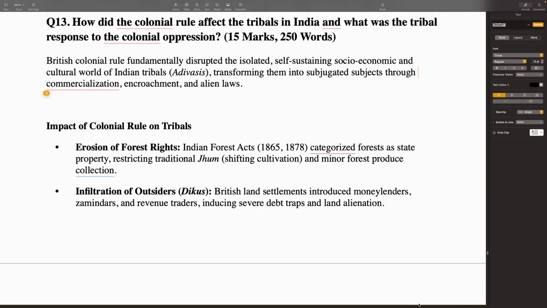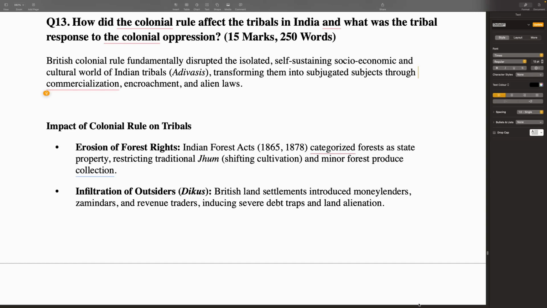How did the colonial rule affect the tribals in India, and what was the tribal response to the colonial oppression? British colonial rule fundamentally disrupted the isolated, self-sustaining socio-economic and cultural world of Indian tribals, Adivasis, transforming them into subjugated subjects through commercialization, encroachment, and alien laws.